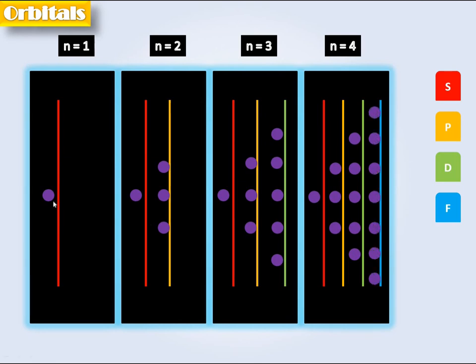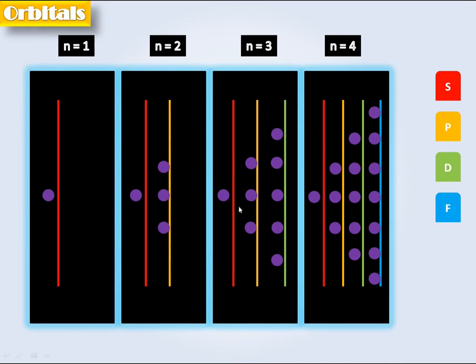Now, what does this look like? Remember when I said that they go up in odd numbers? That's the way it is. There's 1, there's 3, there is 5, and there is 7. So 1, 3, 5, 7. 1 orbital for S, 3 orbitals for P, 5 orbitals for D, and 7 orbitals for F. That's how they go up, in odd numbers, and it has this really cool structure.